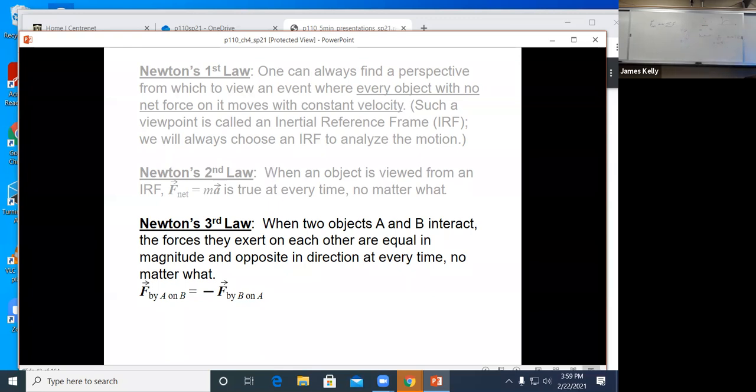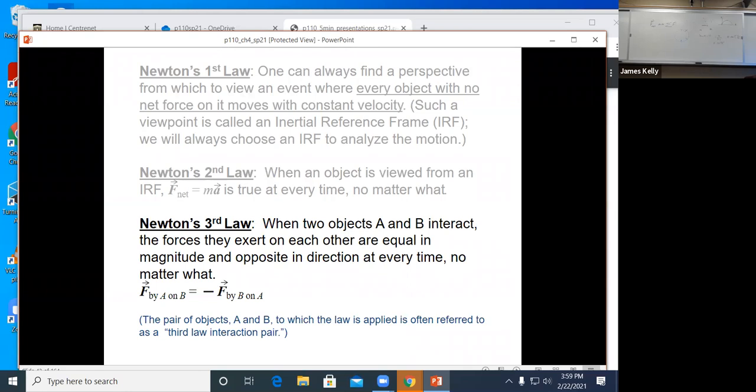And they're sometimes called a third law pair. The pair of objects, when you concern the forces that one is exerting on the other and the other is exerting on one, those two objects are called a third law pair, or sometimes the forces are called a third law pair.